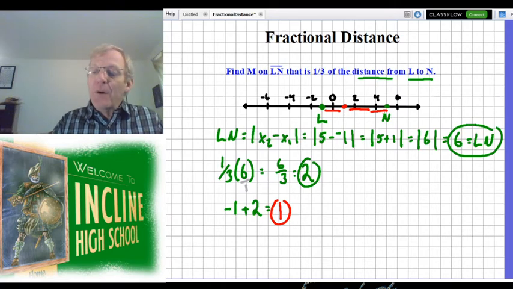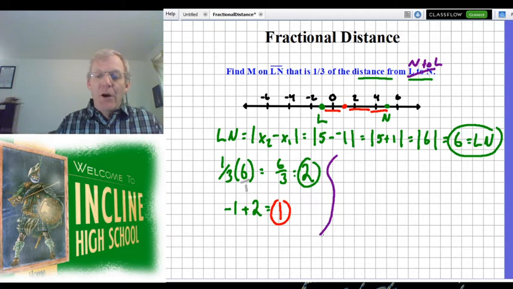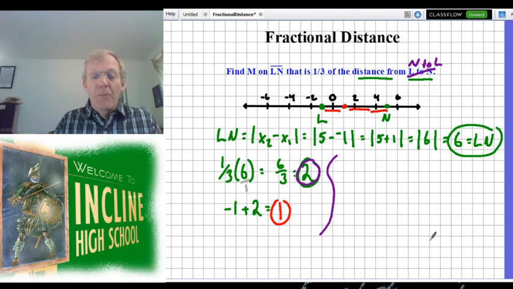Now, if we had instead said from N to L, so let's change that up here, from N to L, then we would have still found the same distance. We would have still found 1/3 of that distance right here, getting the 2. But then we would have gone from the right to the left instead. So we would have gone from the high point, 5, and gone to the left, subtracting 2 units, 5 minus 2, and that would have given us an answer of 3.